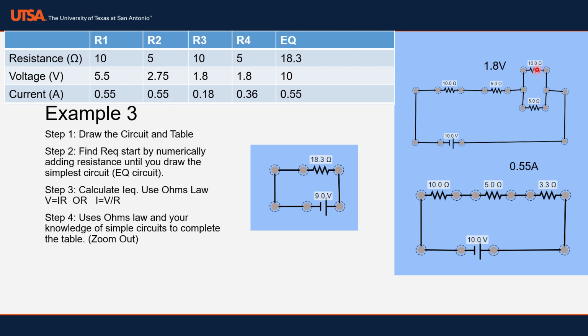So I know that it should be 1.8 volts here, 1.8 volts there. So I label that in my table, and then I use the fact that I know the resistance and now I know the voltage to calculate, using Ohm's law, the current. So it's a zoom in, zoom out approach. I know I'm being very repetitive, but circuits is typically very difficult. So please watch and rewatch these videos.